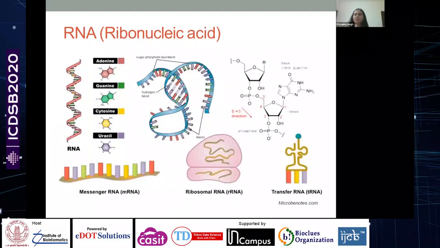So now I have introduced you to another nucleic acid, which is called the RNA. Let us look at the RNA and how it is different from the DNA. RNA is ribonucleic acid. The major difference from the DNA is that it is not a double helix, but unlike the DNA, it is a single stranded molecule. One important difference in terms of the nitrogenous bases is that instead of thymine, it has uracil. So adenine can bond with uracil in the case of RNA.